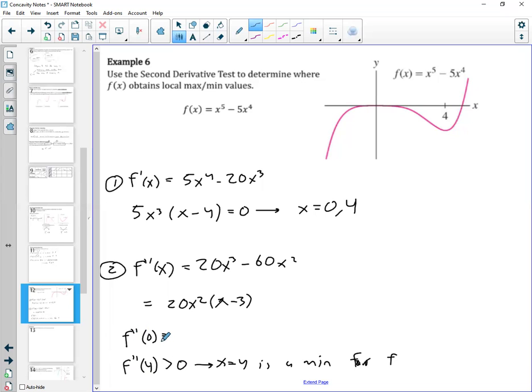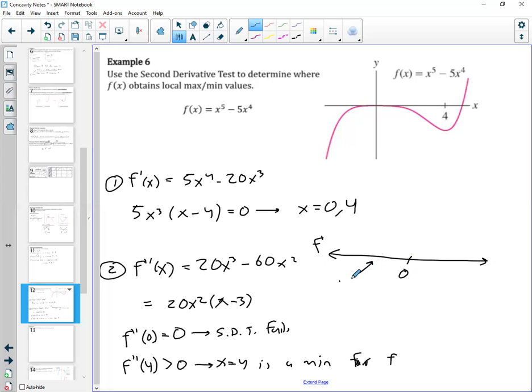0 is a little more annoying. If f double prime is 0, you get 20 times 0 squared, and I don't care what this is because the whole thing is just 0. Which means the second derivative test fails. So I do have to draw the number line anyways. My first derivative test number line. I'm going to test the point 0. Remember, this is an f prime graph.